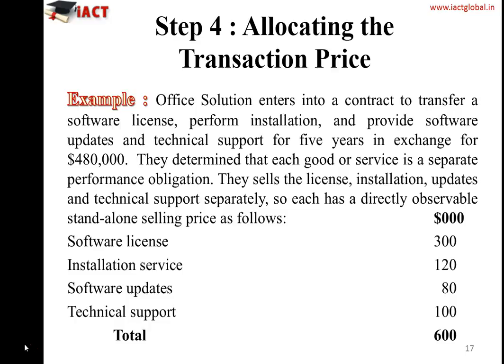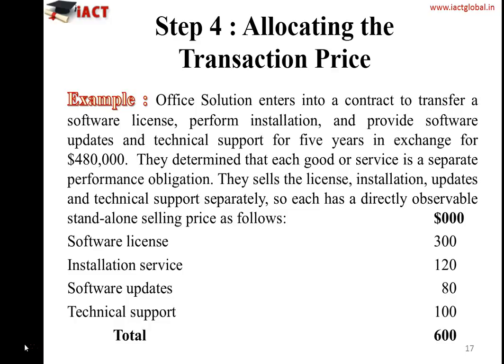Office Solution enters into a contract to transfer a software license, perform installation, and provide software updates and technical support for 5 years in exchange for $480,000. They determine that each good and service is a separate performance obligation, since they sell the license, installation, updates and technical support separately also. So each has a directly observable standalone selling price, as follows. Software license is $300,000. Installation service is $120,000. Software update is $80,000. Technical support is $100,000. Total is $600,000.